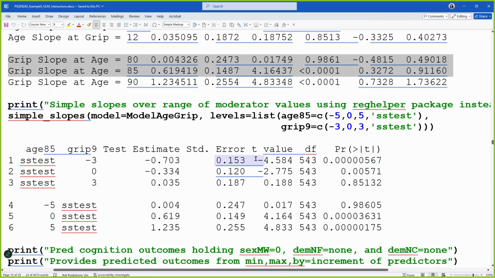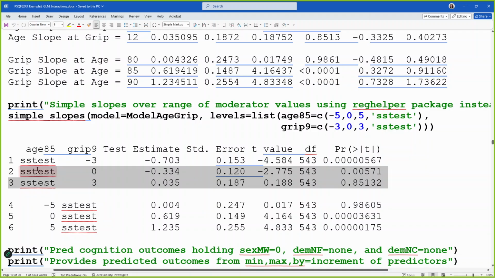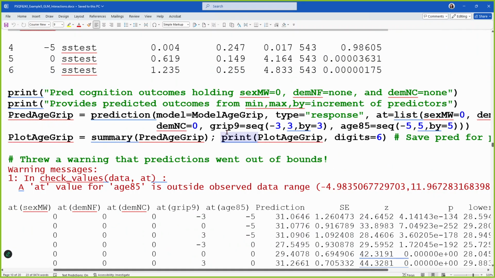I found this package, Reg Helper, has a function called simple slopes. That seems nice. After a little bit of trial and error, I got it to do what I wanted. So I'm listing for the age slope. This one is giving me age as the moderator. This one is giving me grip as the moderator. And I don't remember what SS test means, but I needed it to make it work. So we get the same 3 slopes out of 1 line of code, 6 slopes in total out of 1 line of code.